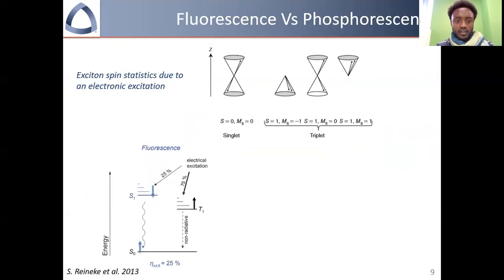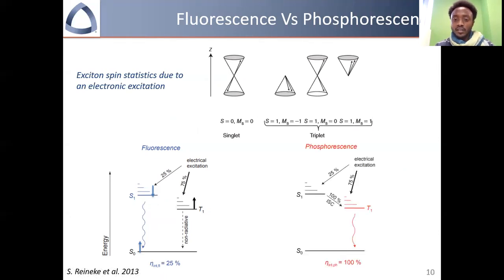So during an electronic excitation, spin statistics dictates that 25% of the formed excitons are singlets, while 75% of them are triplets. And the triplet excitons' transition to the ground state is forbidden. Consequently, with fluorescence, you can only get 25% efficiency. But with phosphorescence, triplets are also able to decay down radiatively. Consequently, you get 100% internal quantum efficiency.